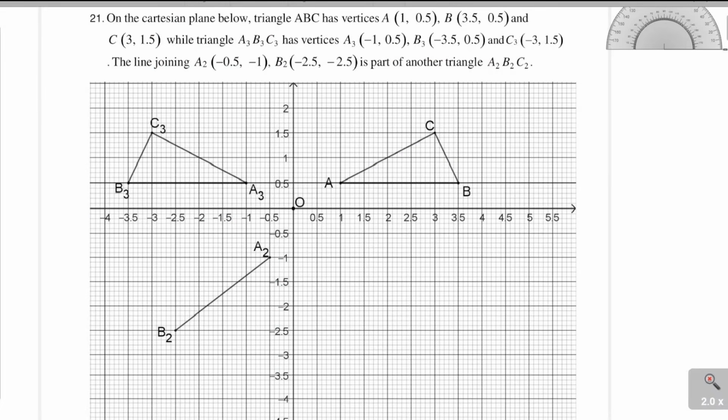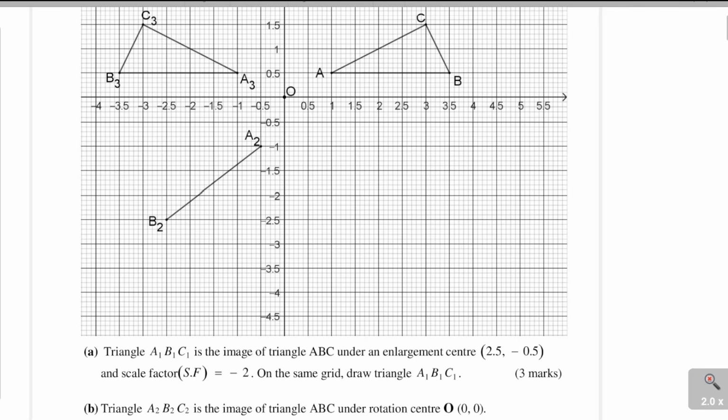Question 21. On the Cartesian plane below, triangle ABC has vertices A, B and C. The coordinates are given there for A, B, and C. While triangle A3, B3, C3 has vertices. So the vertices are given A3, B3, and C3. The line joining A2, B2 is part of a triangle A2, B2, C2. So you can see the figures are there. Triangle ABC is there. B2, A2 is given there. Let's go to the questions.